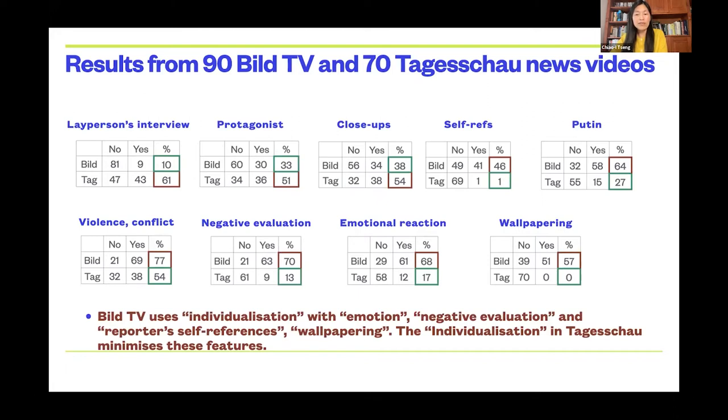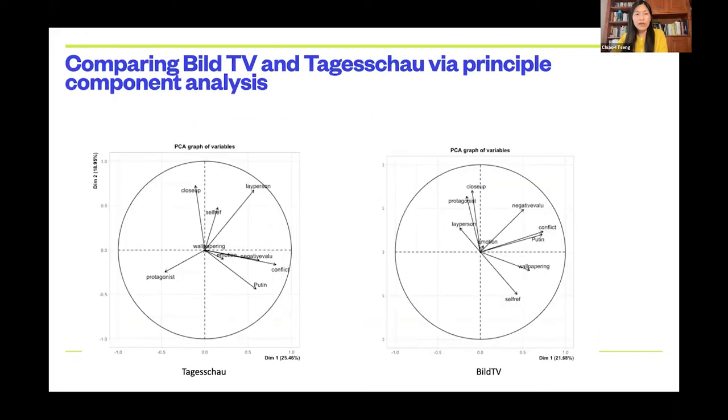In Tagesschau, there is also a strong individualization strategy, but Tagesschau minimizes all these other features. Apart from frequencies, we also use PCA, principal component analysis, to look at how the nine variables cover the same or different kinds of variation in the data. So you can see from the two graphs, left side Tagesschau, right side Bild TV. These two graphs indeed exhibit a very different way of how data points are clustered.